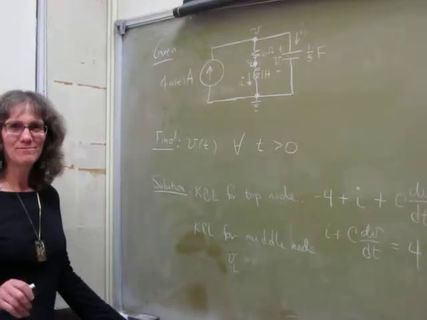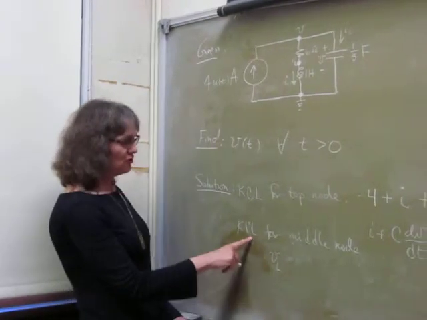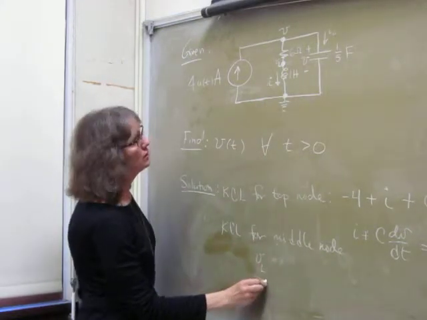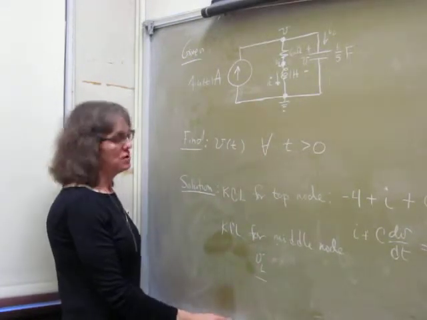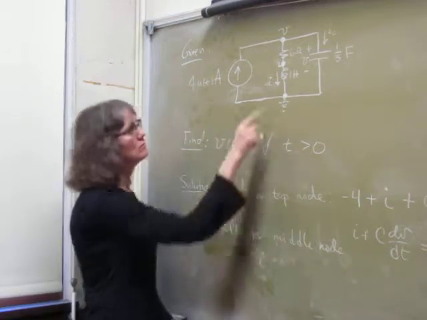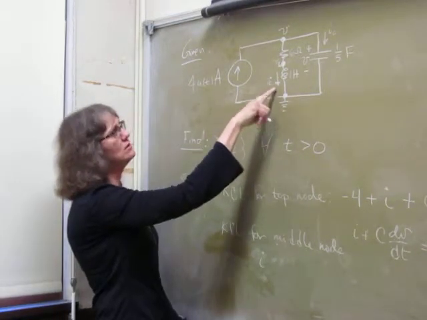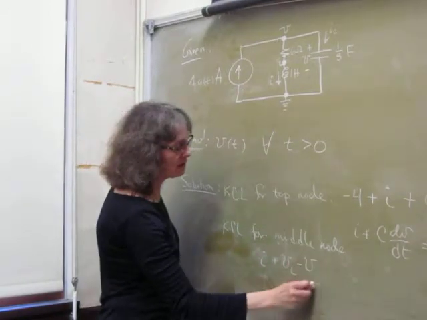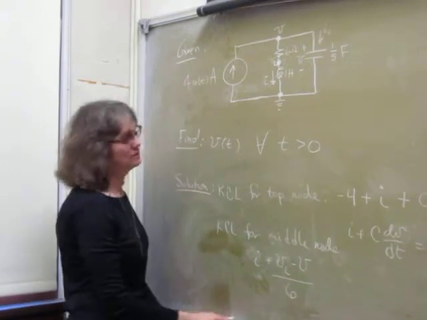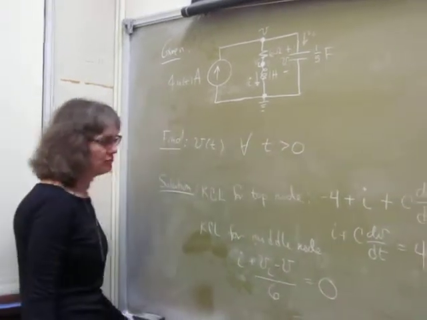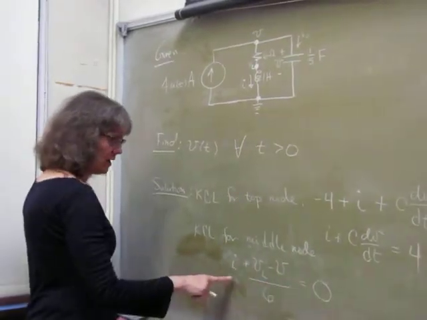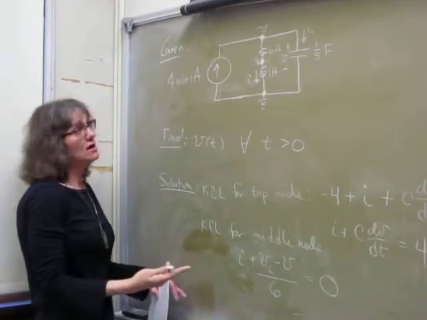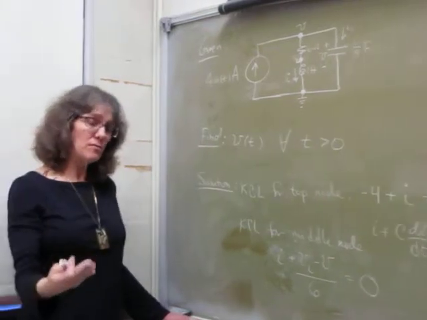All right. So we're going to do Kirchhoff's current law for this middle node. So we've got I, because that's the current leaving that node, plus (VL minus V) over 6 is equal to 0. Yeah, this will work. Okay? That's Kirchhoff's current law right there at that middle node.